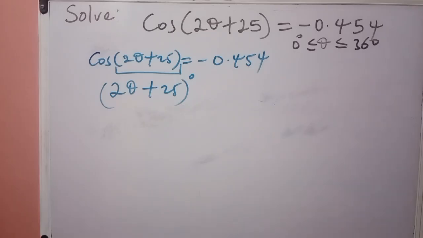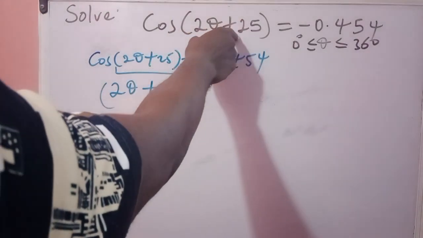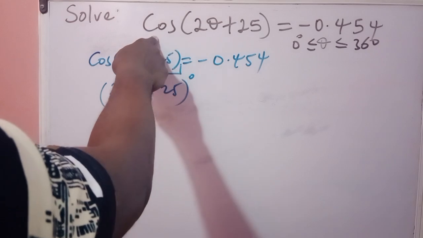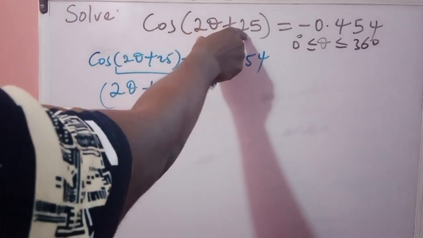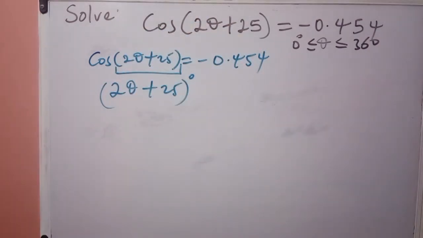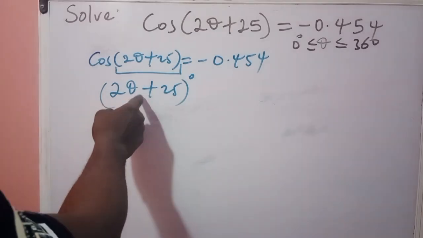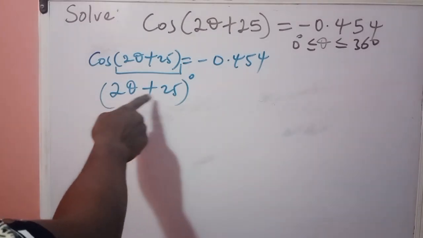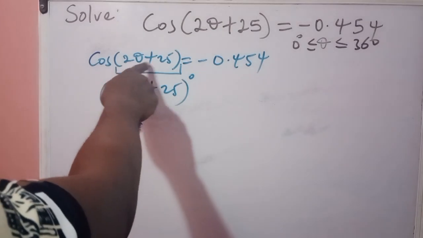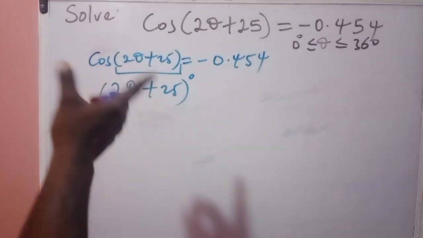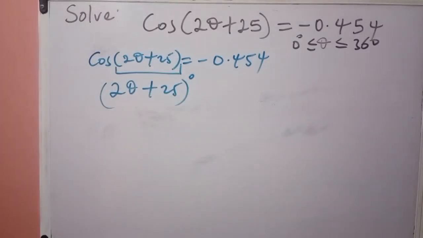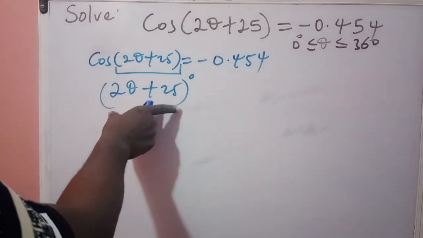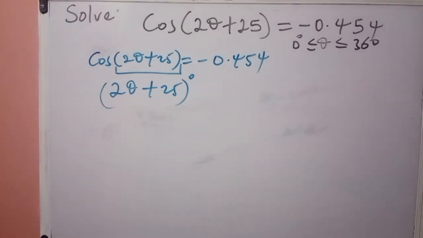In this case now, 2 theta plus 25 is the angle associated with cos. So you have to take it as a whole. You have to move them together. You don't separate them. You can't separate 2 theta from 25 here, because 2 theta and 25 are both seen as the angle. 2 theta plus 25 is the angle associated with cos. So you take it together collectively like this.